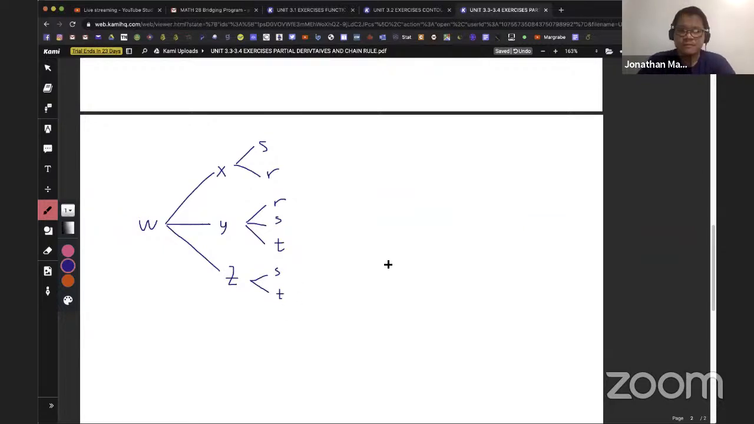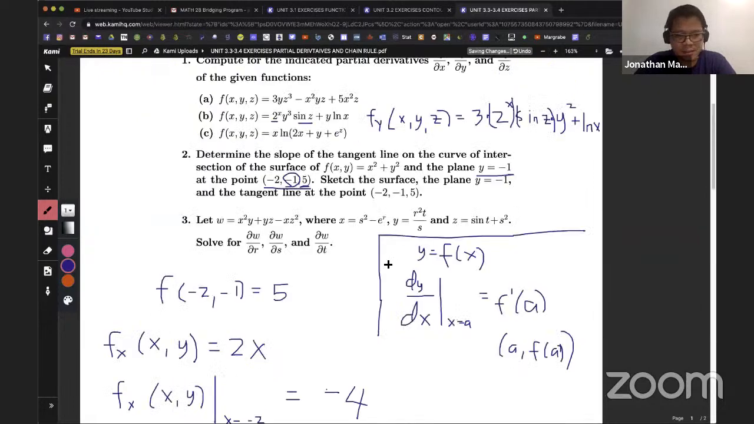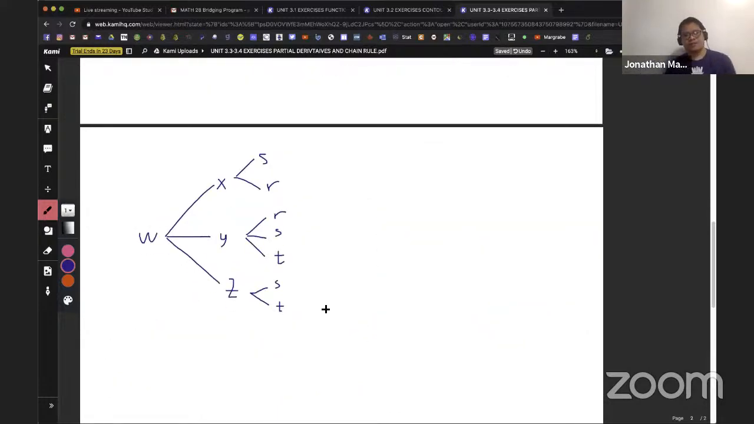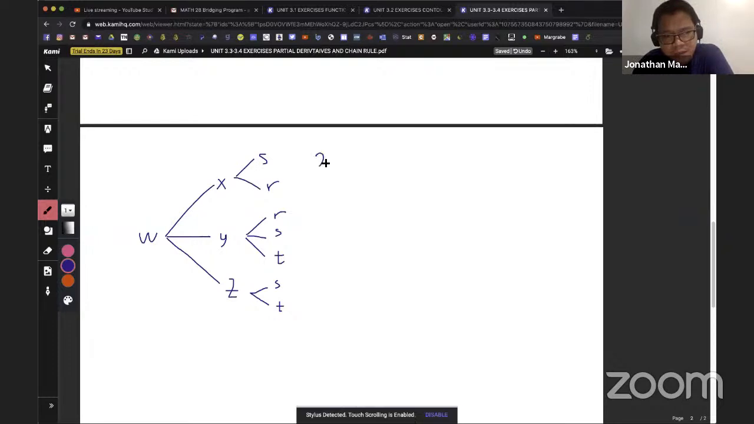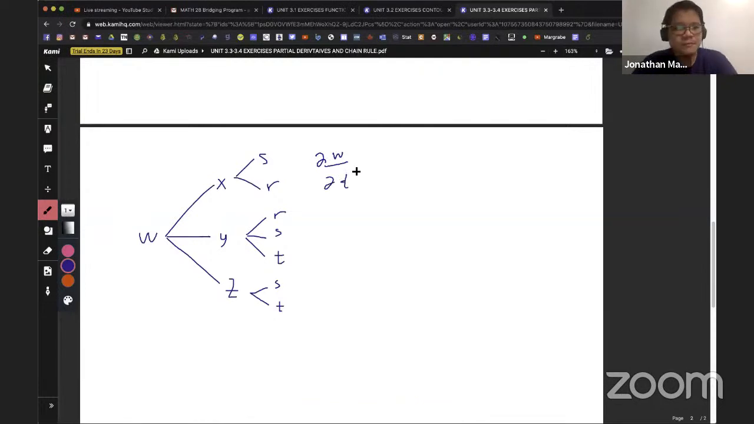Okay? Now, kunin ko na lang ito. Partial of w with respect to t. Okay? Kunin natin yung partial of w with respect to t. So first, in determining the partial derivative, okay, kailangan muna nating masulat yung corresponding formula niya. So for the partial of w with respect to t, partial of w with respect to t, okay?